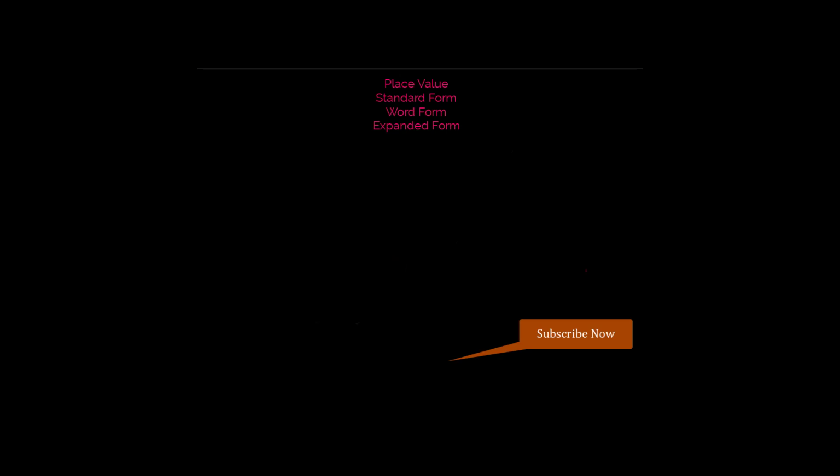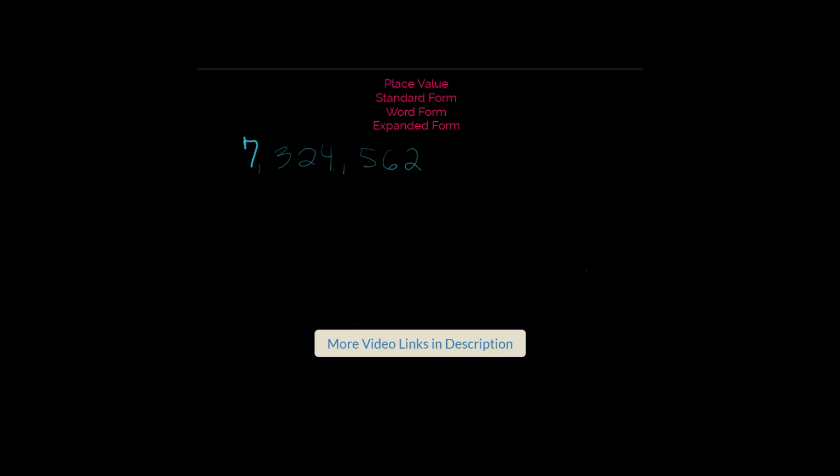So obviously we need to start off with a number. The biggest number we've gone with was place value of 1,000,000, so let's give an example like that. As we read this number, 7,324,562, that already is in standard form. That's the way you usually see numbers. That's the way you usually think about numbers.